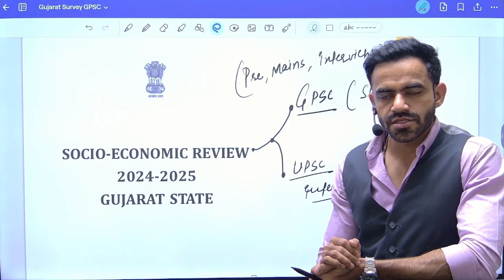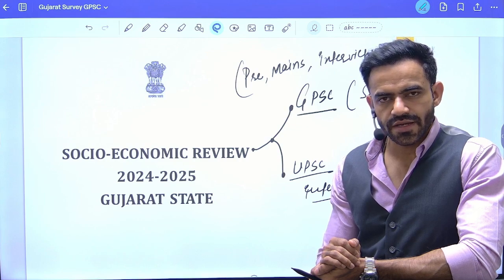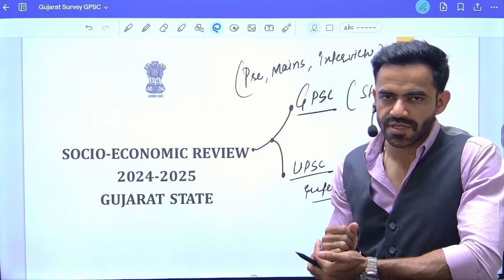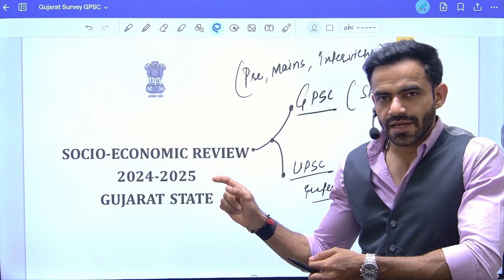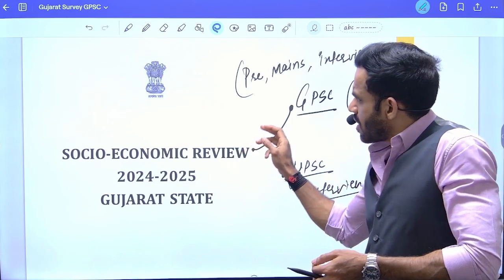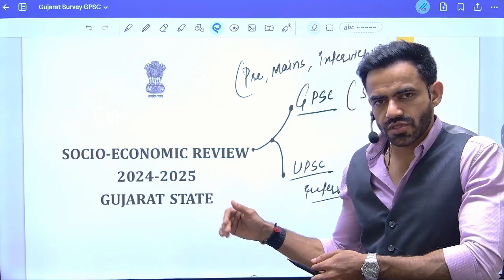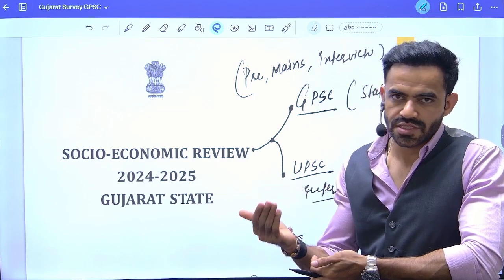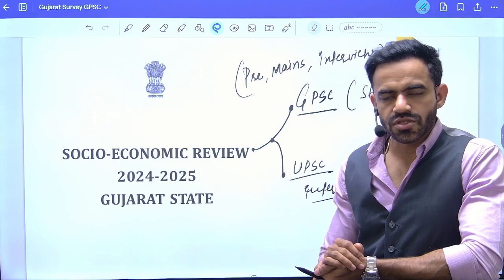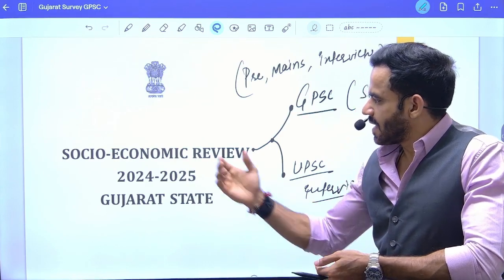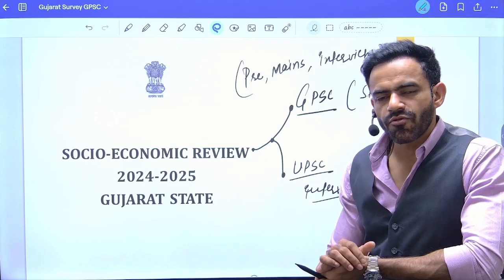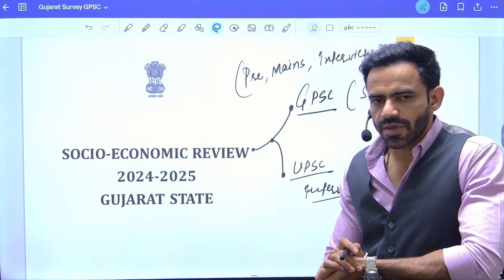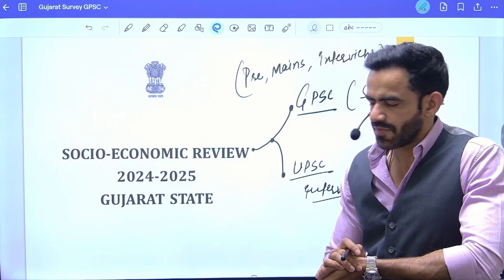Now understand this is going to be useful for those candidates who are going to appear in UPSC exam as well as in state PCS. That means the candidates from Gujarat. Now, in UPSC, of course, in interview, you will have to prepare your home state, and for that, economic survey is an important document because it is released by the government. Technically, it reflects the socio-economic performance of that state, and we will be covering this socio-economic review of 2024-25.